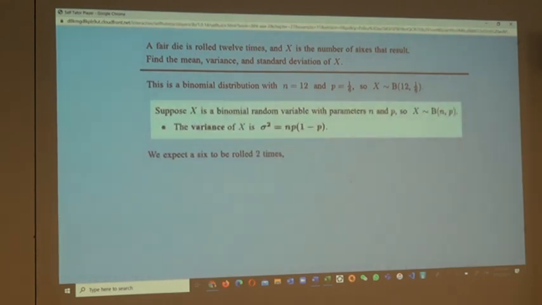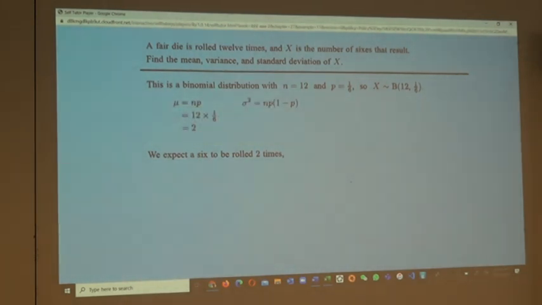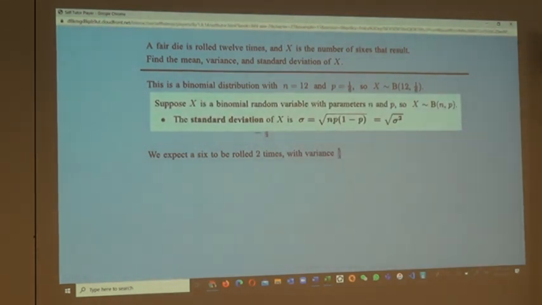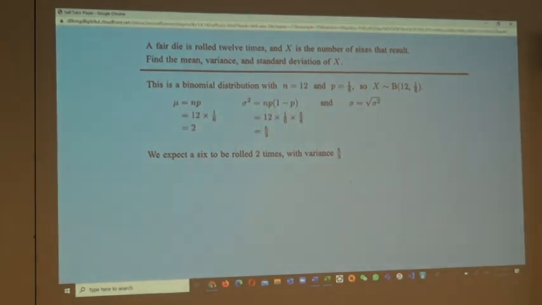The variance of a binomial random variable is given by the formula n times p times 1 minus p. We substitute n and p and find that the variance is 5/3. The standard deviation is the square root of the variance, which is about 1.291. Okay, so it's as simple as that.